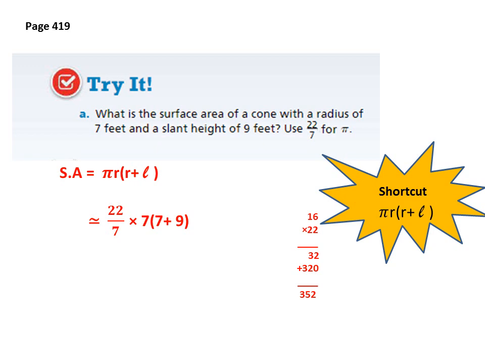Of course, 7 divided by 7 is 1. So we can remove these two 7s. And 7 plus 9 is 16. So for finding the final answer, we must multiply 22 times 16.